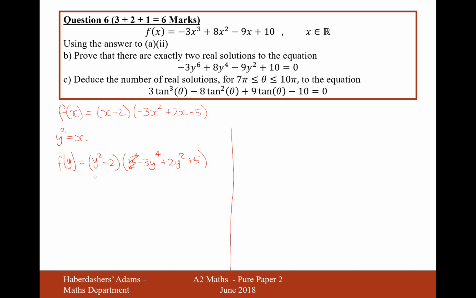Okay, so we know then that inside this bracket here we have y squared equals 2, so therefore y is equal to plus or minus root 2. So that's two solutions for y, and there are exactly two real solutions. Well, we need to now disprove that there are going to be any solutions coming out of this polynomial here.